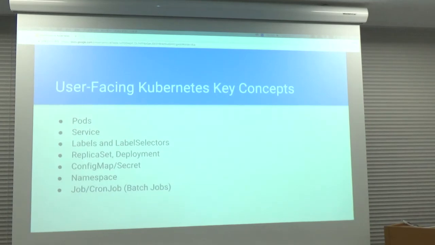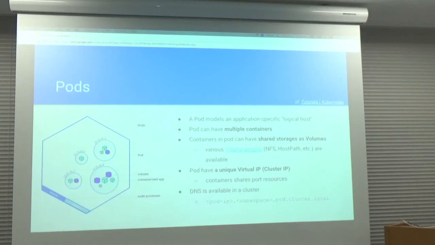So next, I would like to talk about key concepts, particularly user-facing Kubernetes concepts. I listed core and important concepts. So first, a pod. This is the heart of Kubernetes, I think. A pod models an application-specific logical host. This blue circle in the honeycomb is a pod. A pod can have multiple containers inside it, and containers in a pod can have shared storage as a volume.